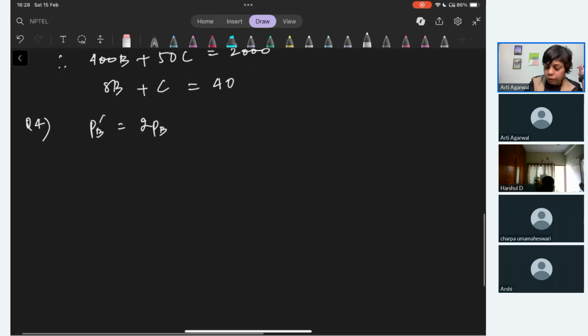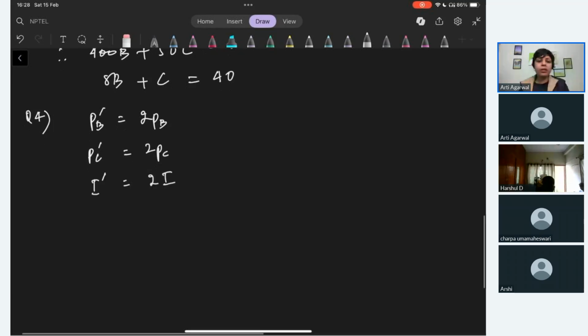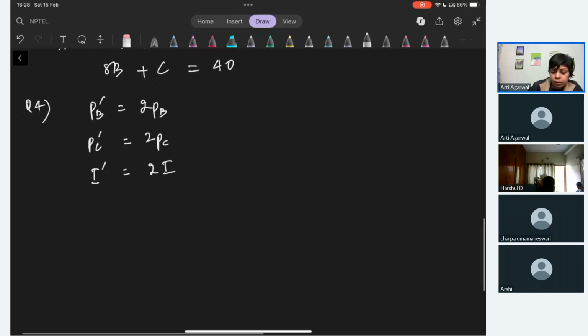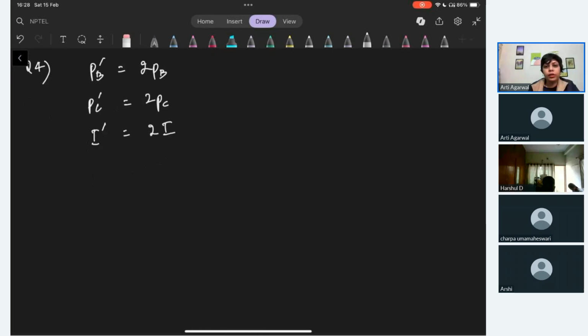And we are also saying the price of coffee is changed, so this is twice of PC. And the income is also changed, so this is twice of I, right? So far, so good. Now what happens? We just write the budget equation like we did before. There's no change in the methodology. We write PB prime into B plus PC prime into C is equal to I prime. That's the new budget equation, right?